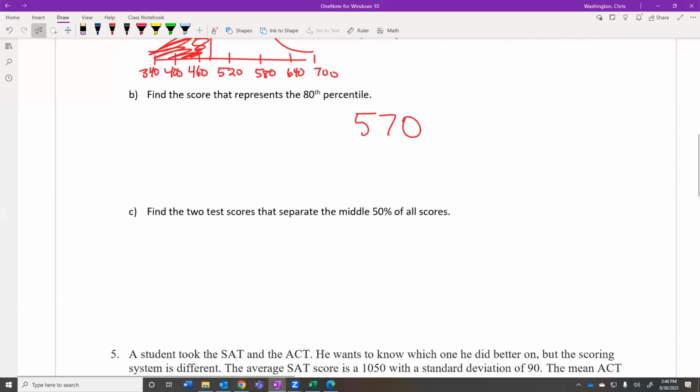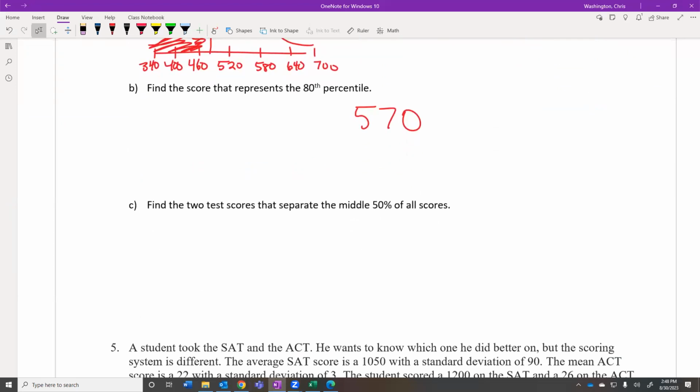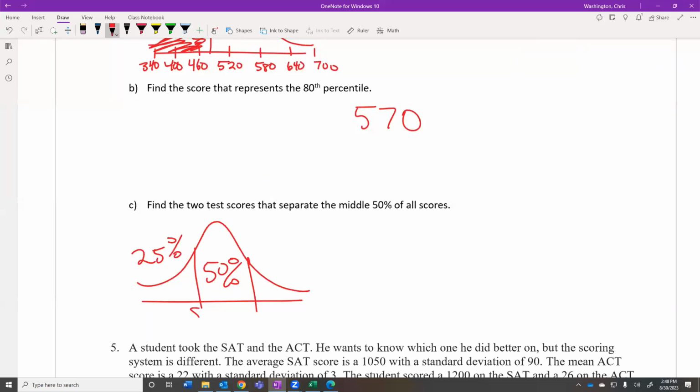Part C, we're looking for two scores that separate the middle 50%. I can't just type 50% in. I wish I could. So we want the middle to be 50%. So if the middle is 50%, how much is over here? 25. So for the first score, let's call it S1. What are we going to type in Desmos? 25% as a decimal would be 0.25.